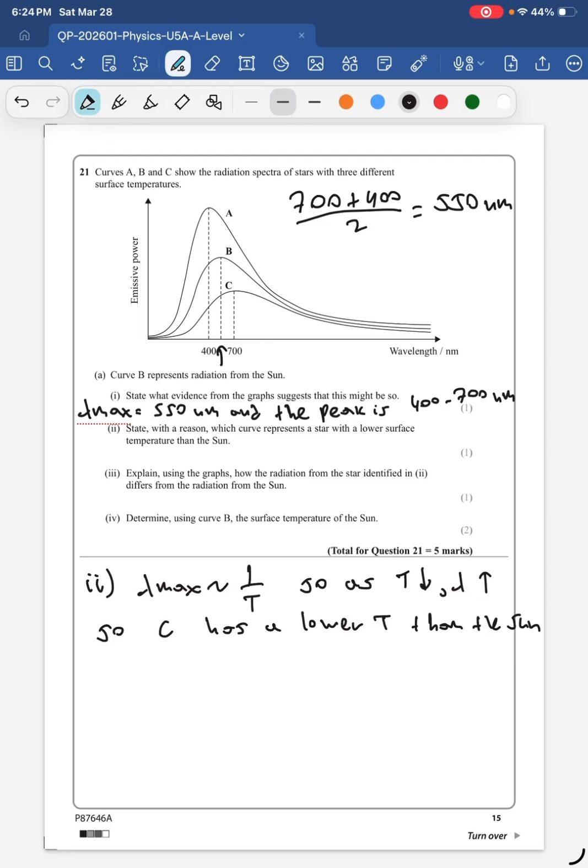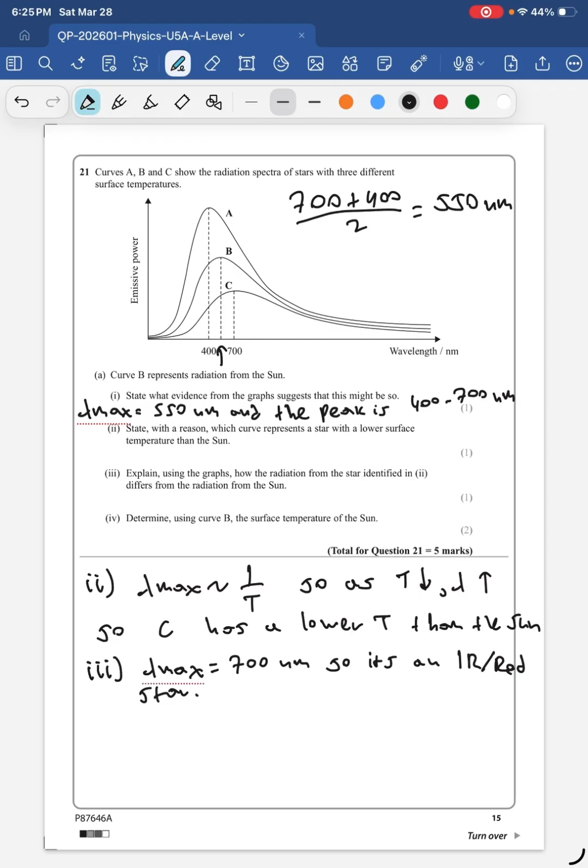Question 3. Explain using the graphs how the radiation from the star identified in 2 differs from the radiation from the sun. Okay, the peak is at 700 nanometers, so lambda max is 700 nanometers, so it's an IR/red star, so it will appear red, not yellow like the sun.